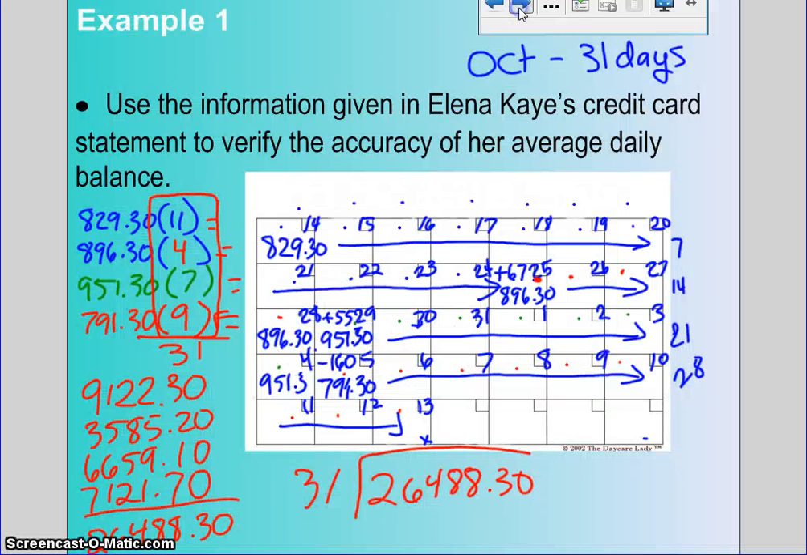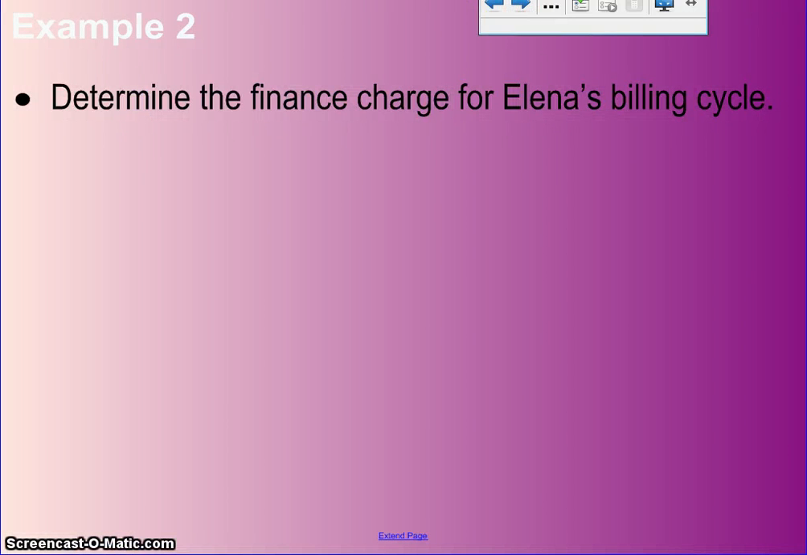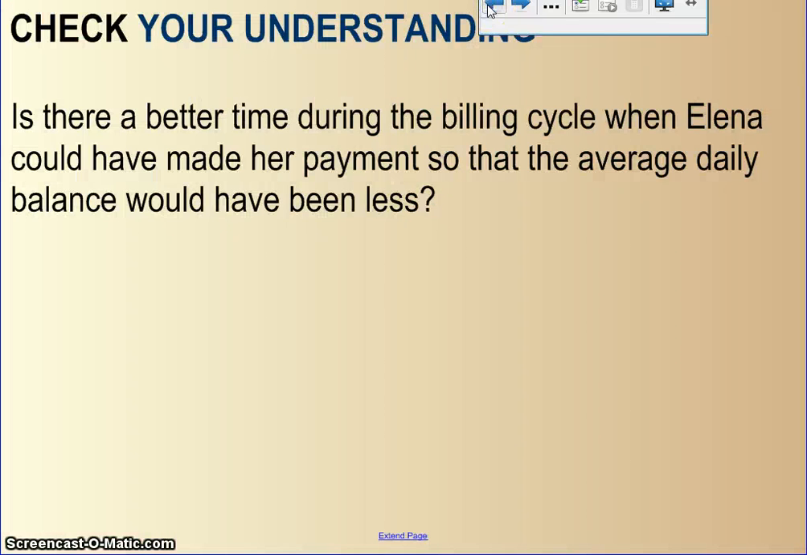Right. This next check your understanding, we're actually just going to kind of talk it through here. Normally this is a great class conversation, but obviously we can't do that here. It says, is there a better time in the billing cycle Elena could have made her payment so that the average daily balance would have been less?